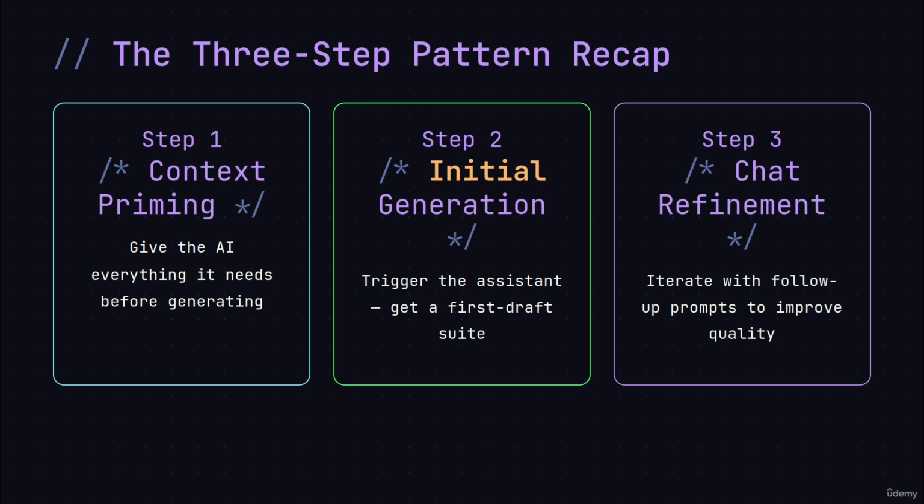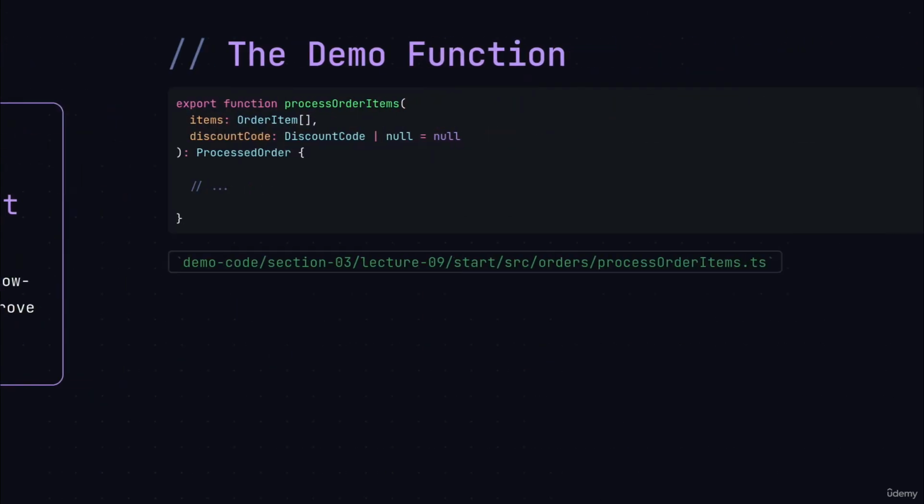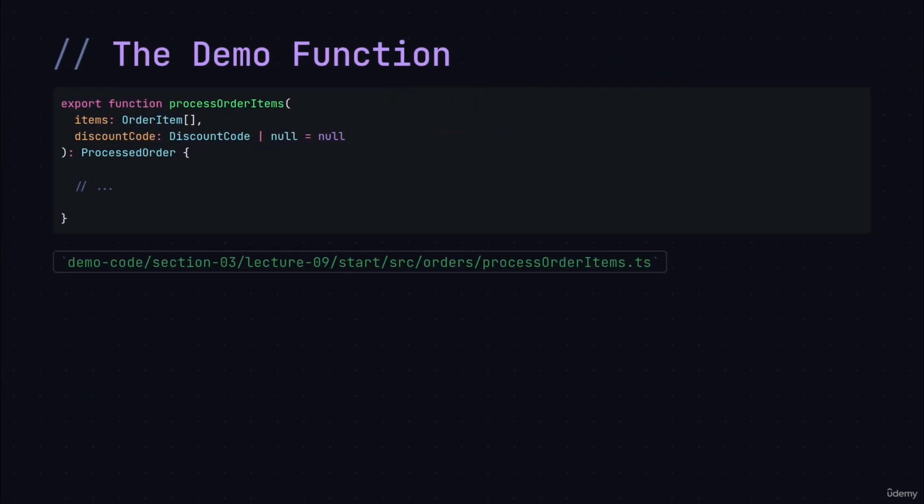Okay, so now that we have a recap of the three-step pattern, we are actually going to practically apply it when we generate a test suite for process order items. So here we have the process order items function with two parameters, an items parameter, which is of type order items array, and then a discount parameter that is an optional parameter with a default value of null. And then importantly, it returns the process order object. So here's the path to the actual code. You'll also find the code downloadable in the resources section of this lecture.